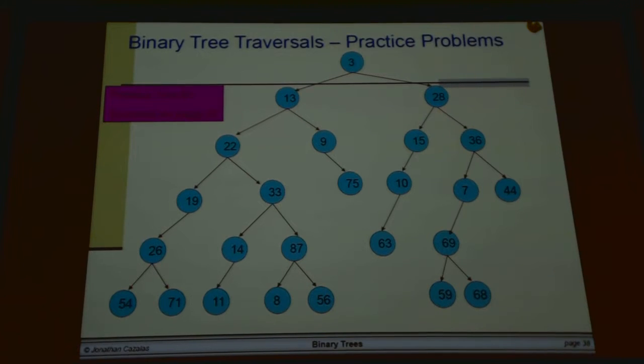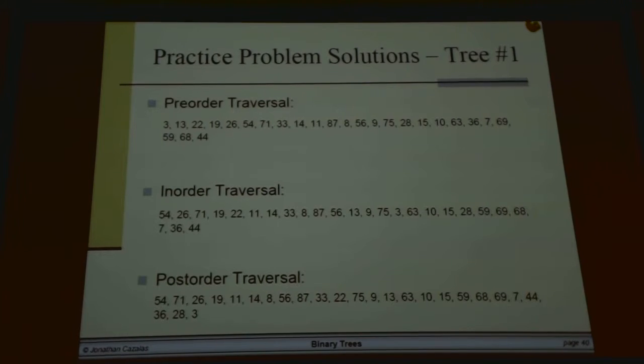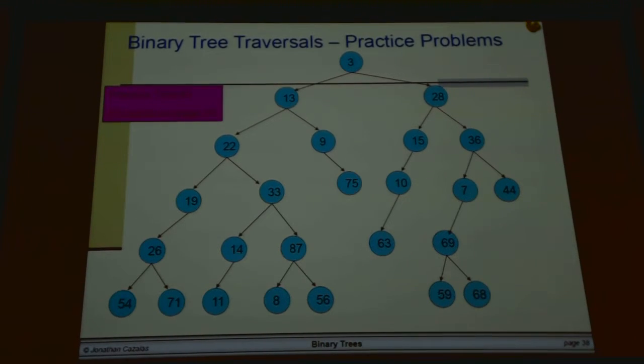So let's see if we're actually correct. On a pre-order, we had 3, 13, 22, 19, 26, 54, 71, 33, 14, 11, 87, then 8, 56, 9, 75, 28, 15, 10, 63, 36, 7, 69, 59, 68, and 44. So we got that one right. So the pre-order is kind of easy, right? It's the in order that's a pain. So let's walk through the in order.